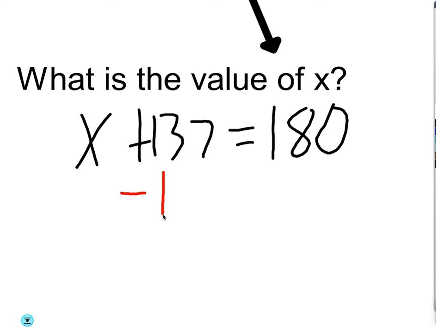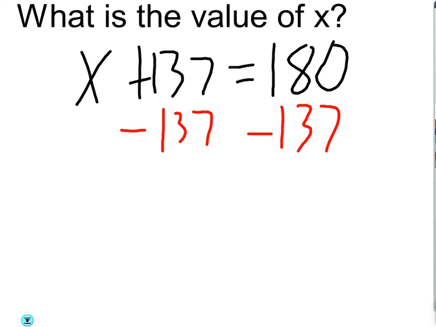So we're going to subtract 137 from both sides, and x will be equal to 43 degrees.